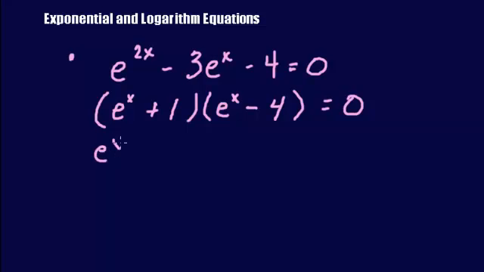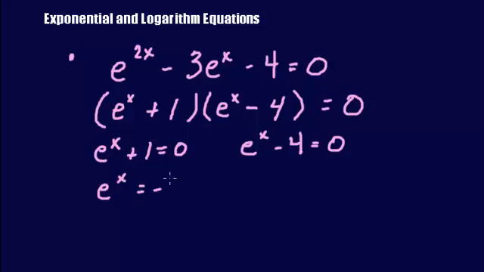I've got e to the x because I want to know what x is. e to the x plus 1 equals 0. I need to solve that for x. Then I've got e to the x minus 4 equals 0, and I also have to solve that one for x. Not quite done yet. e to the x equals a negative 1. Now I can't raise e to some power and have it equal a negative number, so this case is not valid. And then I have e to the x equals 4.